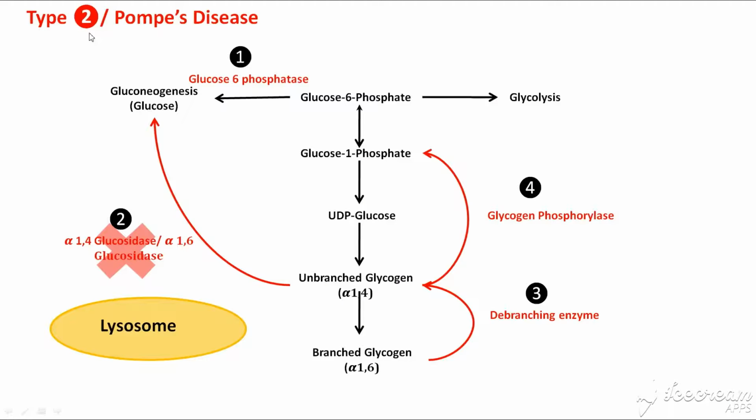Okay, so type 2 glycogen storage disease, which is also called Pompe's disease. Now, this is an autosomal recessive disorder in which there's a deficiency in an enzyme called alpha-1,4-glucosidase and alpha-1,6-glucosidase. And these are enzymes that are found inside of lysosomes. So in these patients, they're not going to be able to degrade the glycogen that accumulates inside their lysosomes.